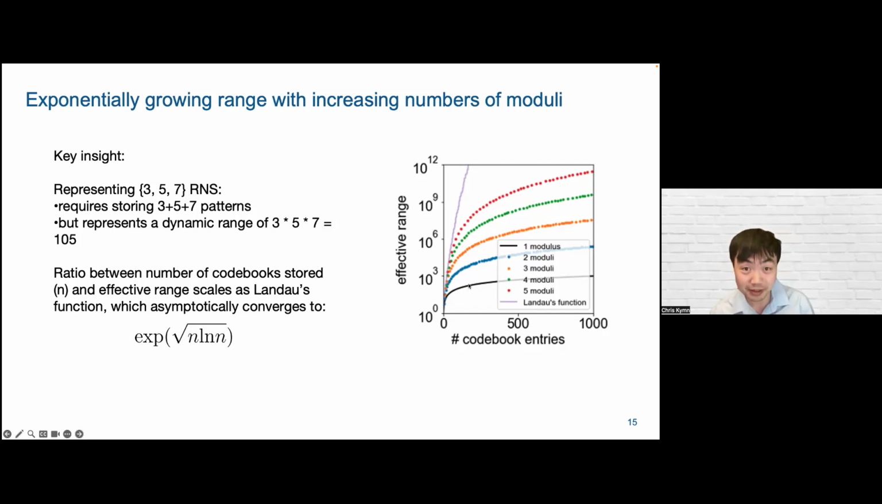And this is just a plot to show you with one modulus. This is on a linear scale, and this is on a log scale. So with one modulus, you get what you pay for. This is just logarithmically scaling. With 2, 3, 4, and 5 moduli, you get a higher effective range.